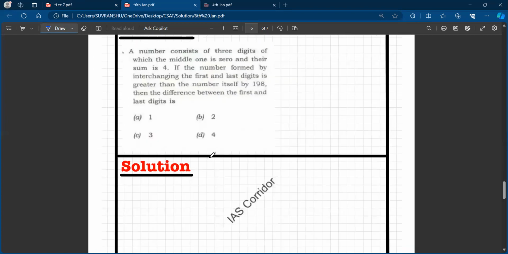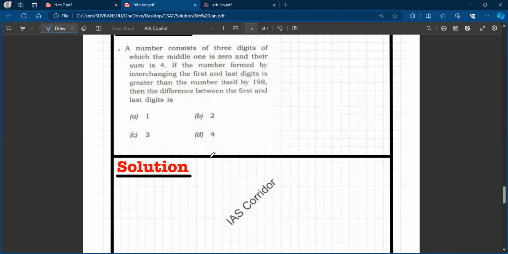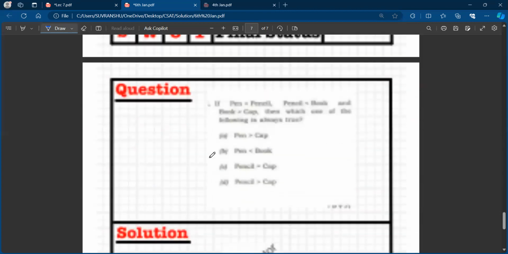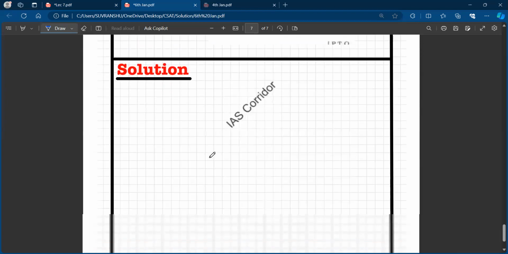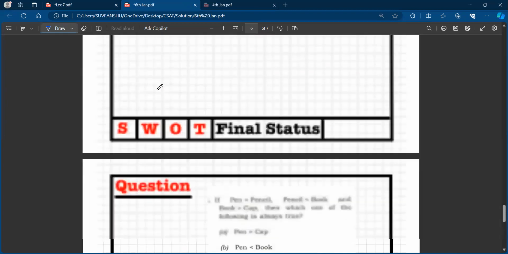What is this question? Okay, 4 is in the middle. We did the calculation. 188, 99, 99, something will cancel. After that, the answer remaining will be 2, I think. Okay, pen cap comparison based question. Okay, this was the first revision of 6th Jan.